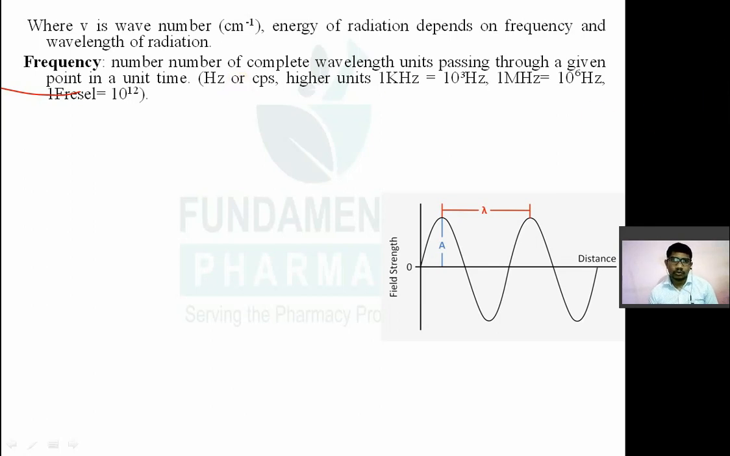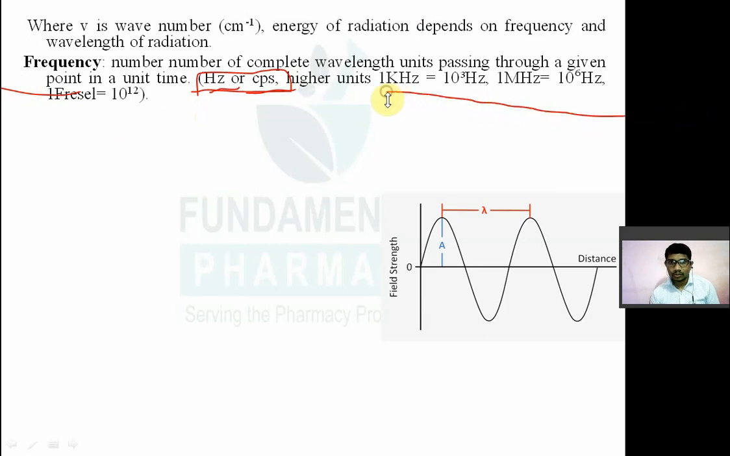Now the unit of frequency. Frequency is always denoted by hertz, Hz, or cycles per second. These are the units. Hertz and cycle per second are known as the lower units of frequency. There are higher units of frequency also. What are the higher units? Like kilohertz, megahertz, and so on.